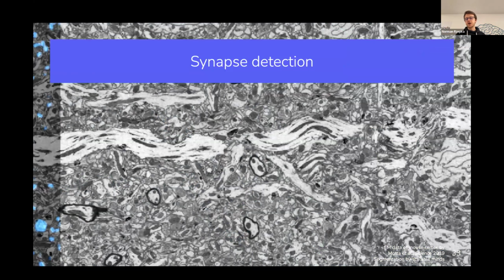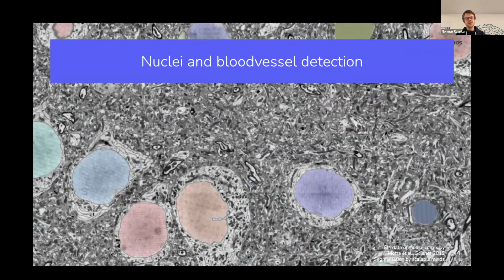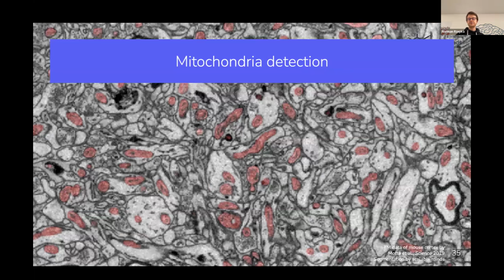And then if you want to do connectomics, you need synapses, so we have synapse detection, and some people might be interested in other features as well, like nuclei or blood vessel detections. It's of course also something that you can automatically get out of these data sets, or organelles like mitochondria as well. So all of this we have a pipeline for, and provide this as a service for our customers.